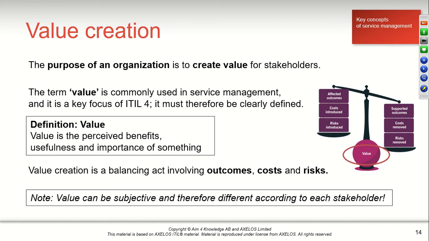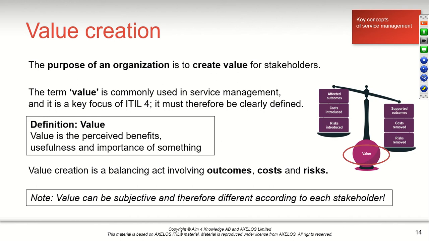Value can also be regarded as the usefulness and importance of something, and that value is subjective. Because it's subjective, you need to consider the different stakeholders, because each stakeholder defines value differently. We equally mentioned that for value to be created, three things are important: the outcomes, the costs, and the risk. So for value to be created, the outcome must be supported, the cost must be removed, and the risk must also be removed.